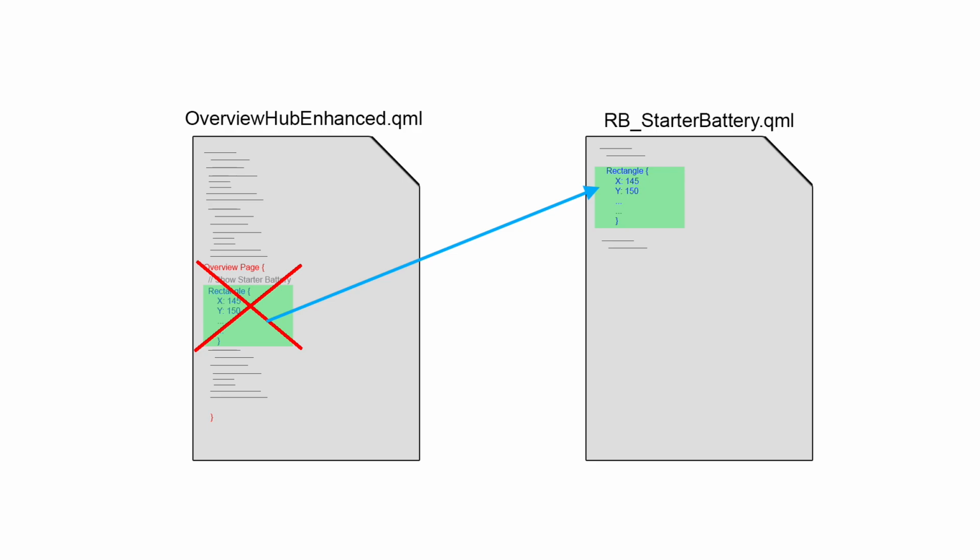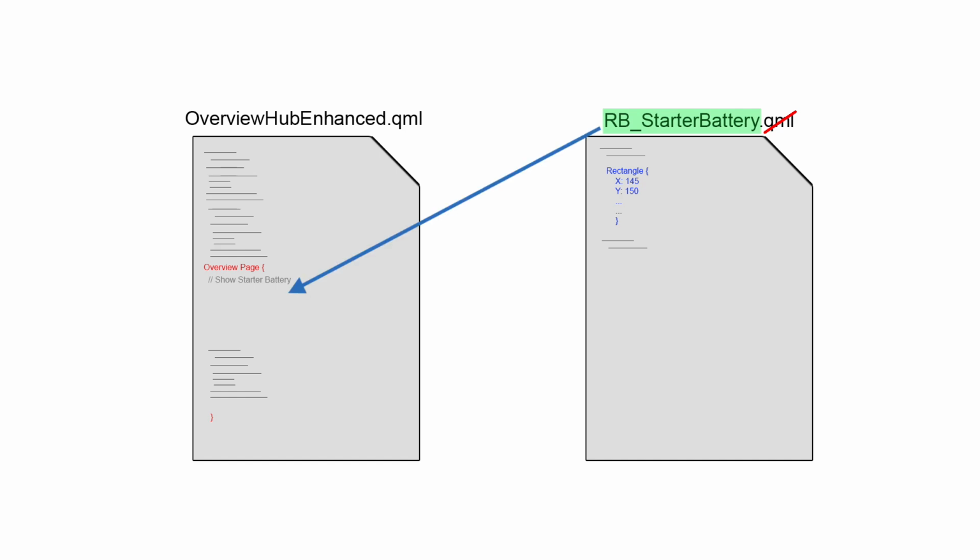To call the code in the relevant overview anyway, we simply take the file name, in this case RB starter battery, without the QML extension. Insert it into the original file and put 2 curly brackets after it. The code is then called up there as if it were in the file. If the change is now overwritten by an update, only this one line needs to be inserted again. And that's easy.